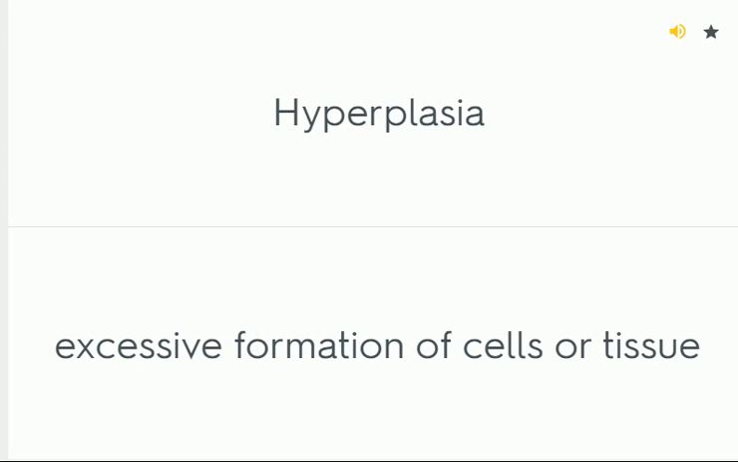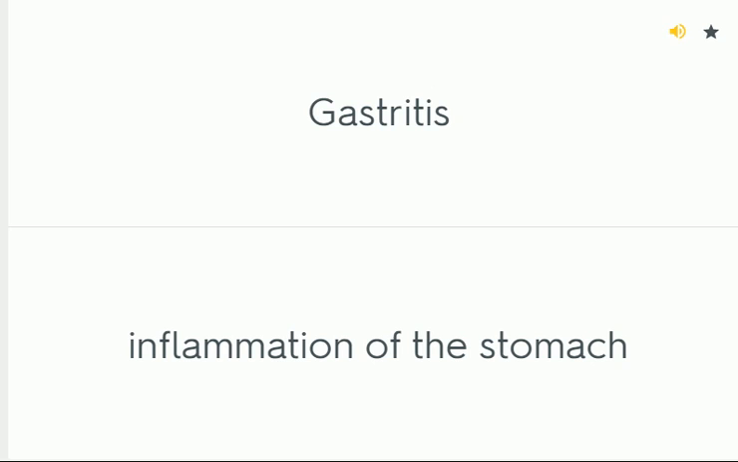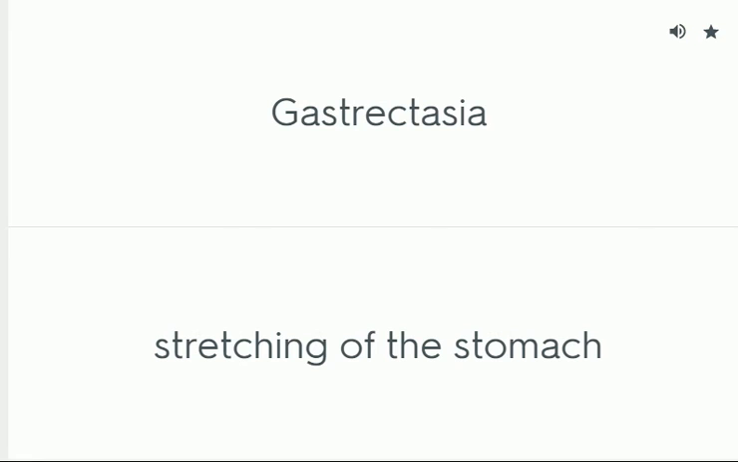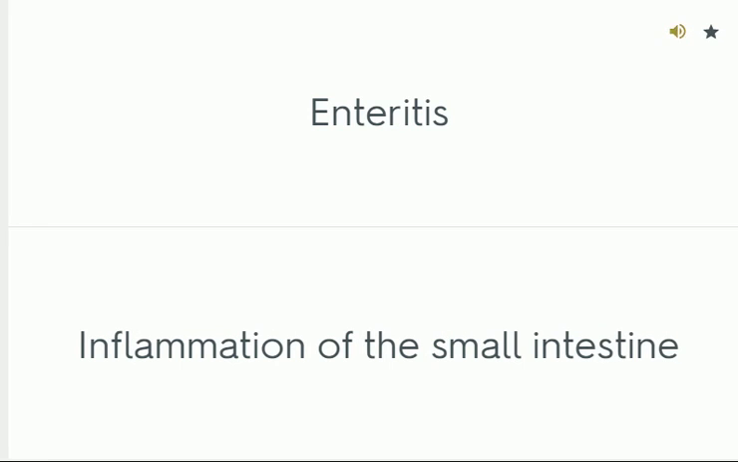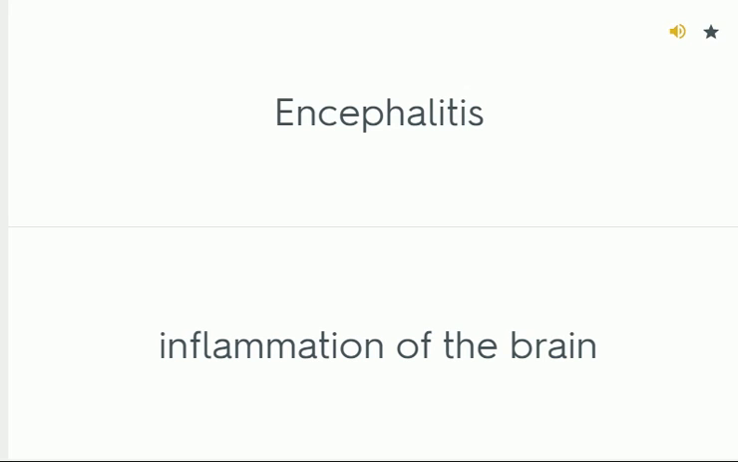Hyperplasia: excessive formation of cells or tissue. Gingivoglossitis: inflammation of the gums and tongue. Gastritis: inflammation of the stomach. Gastrectasia: stretching of the stomach. Enteritis: inflammation of the small intestine. Endocarditis: inflammation of the inside lining of the heart. Encephalitis: inflammation of the brain.